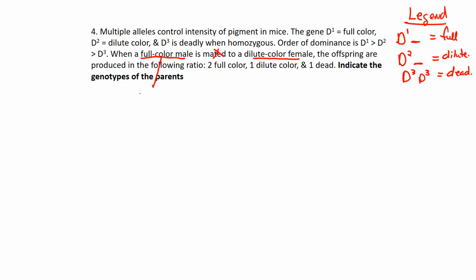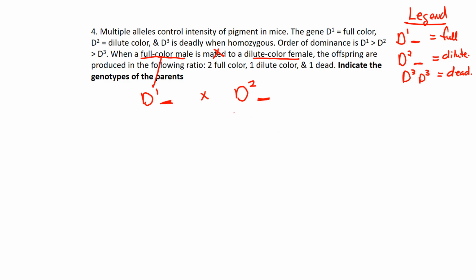Full colored is a D1, but nowhere does it say if it's homo or hetero. So we put a line on the other one saying that we don't know what his other allele is. Crossed with a diluted female, D2, underline, because again, we don't know if it's homo or hetero. And then we go look at some babies here.